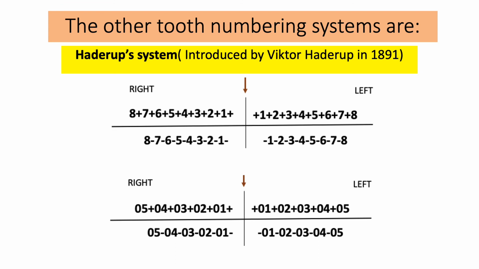Now, those were the main important tooth numbering systems that are present. These are not the only ones, there are others also. One of them is the Haderup system, which was introduced by Victor Haderup in 1891. This is a variant of the 8-tooth quadrant system, that is the Zsigmondy-Palmer notation system, wherein in this system they use plus and minus signs so that we can differentiate between the upper and the lower quadrant.